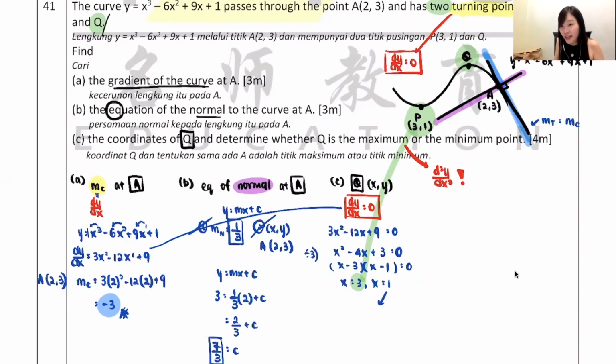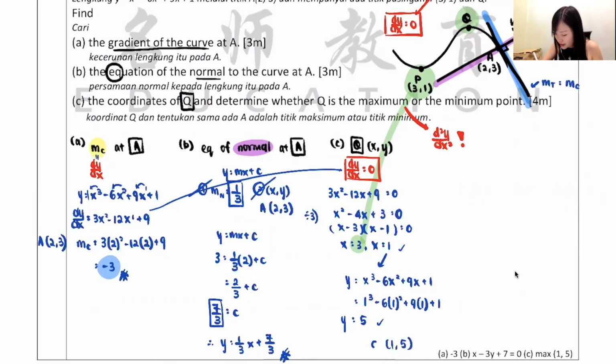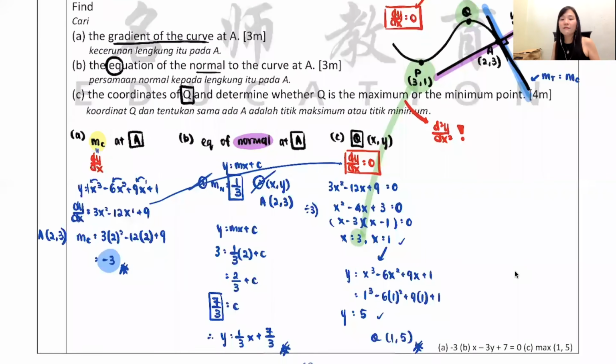So you want to get a coordinate. After finding the x, remember to find the y. Sub into the y equation, yeah? Sub into the curve equation, don't sub into the straight line, it's the curve. So the x is 1. Sub 1 inside. I get 5. So the x I get is 1, the y I get is 5. Isn't it in full form? My coordinate Q will be 1, 5.